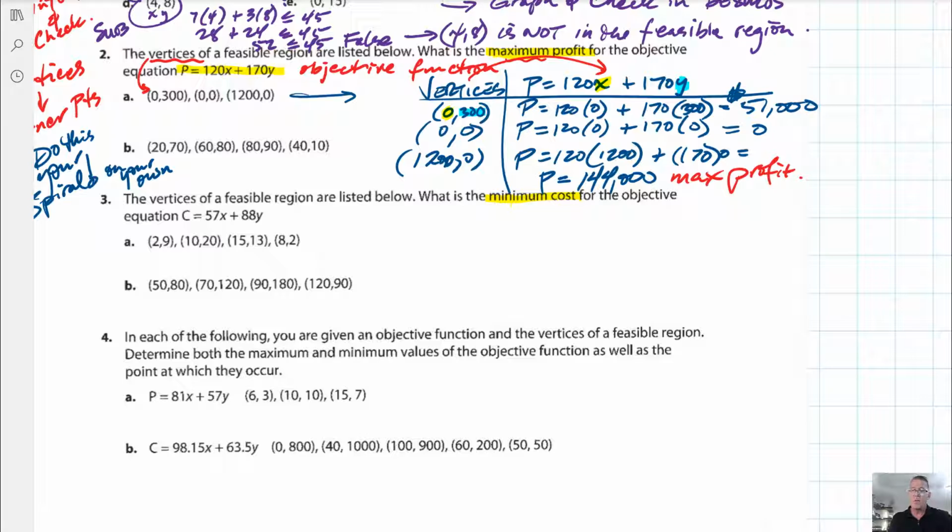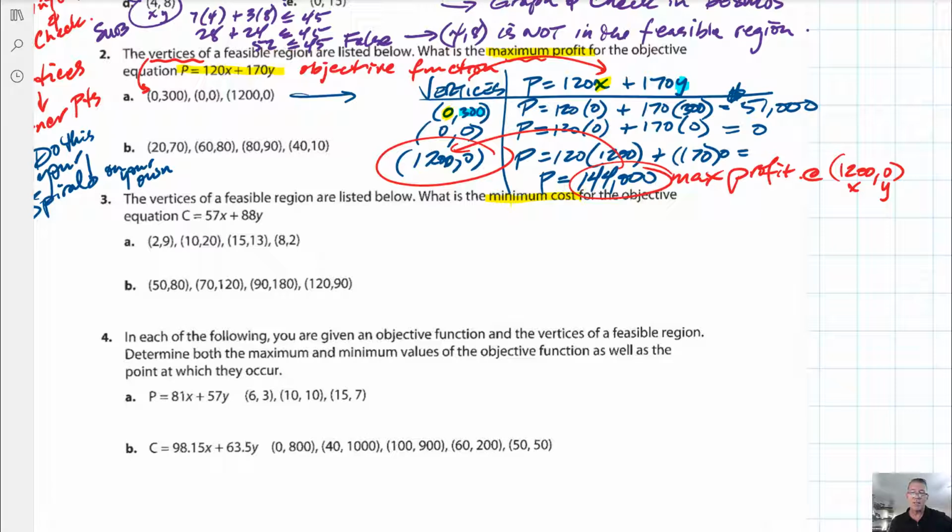All right, and so it occurs at the vertex right here. So this profit occurs at this vertex. So we say at 1200, 0, where x is 1200 and y is 0. And that's important to know because these numbers are going to mean something in a real problem. You have to know what x stands for and what y stands for. In a real context, these numbers have to be interpreted. So it's one thing developing the numbers, like you compare 51,000 to 144,000. Obviously, 144,000 is bigger. So that gives you the maximum profit in this case. All right, you do B on your own.